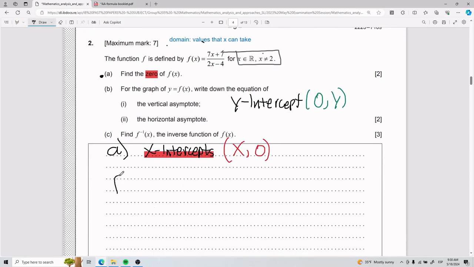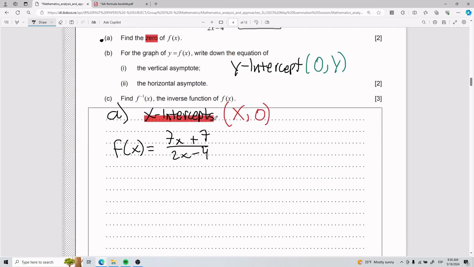So here we have our original, f of x equals (7x plus 7) divided by (2x minus 4). So if you plug in x comma 0, that means your y is 0. Now where is y? This whole thing is y. So this whole thing is now 0, so you end up with 0 equals (7x plus 7) divided by (2x minus 4).